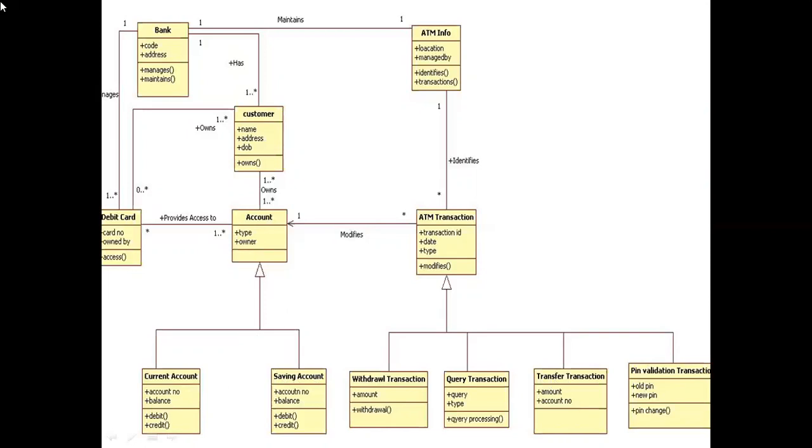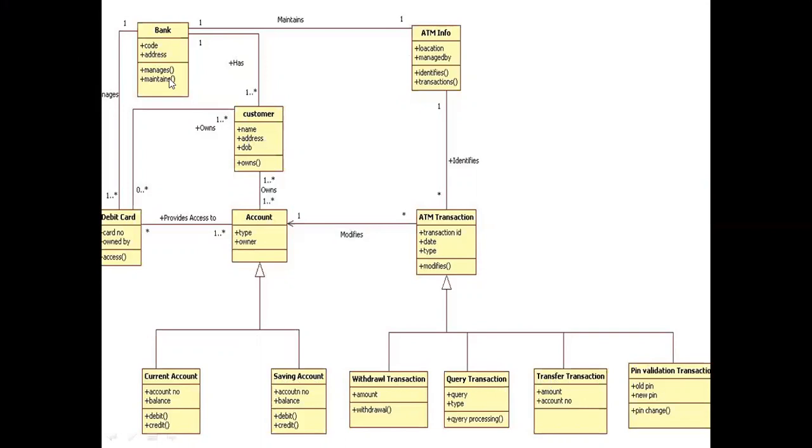Every ATM card holder is a customer of a particular bank. So in the ATM system, first there is the bank that maintains the ATM, and next there is the bank that maintains the customer.